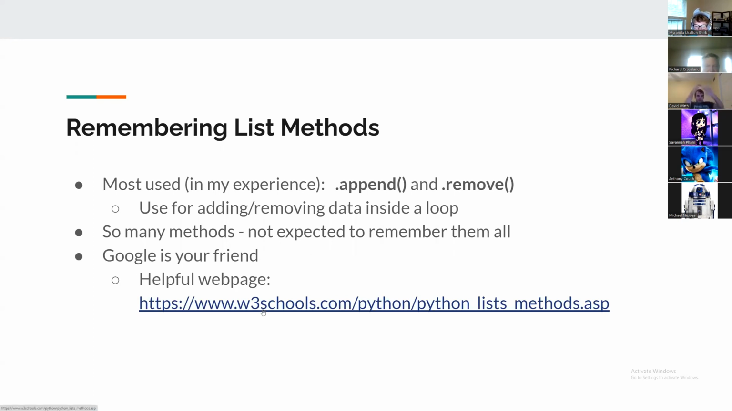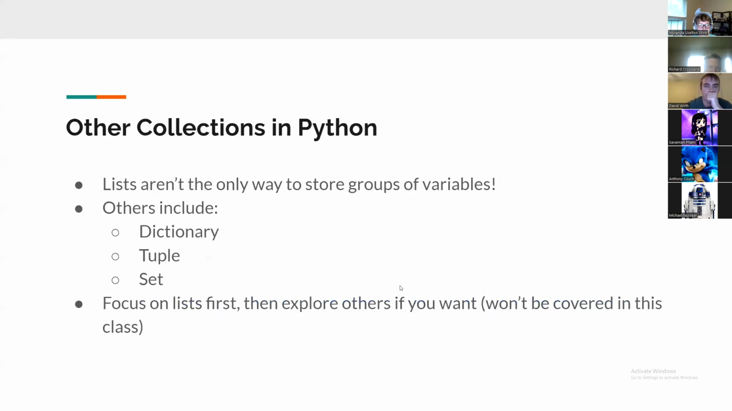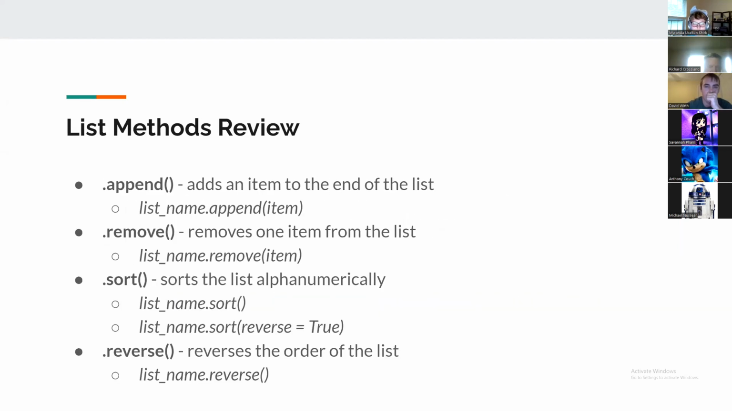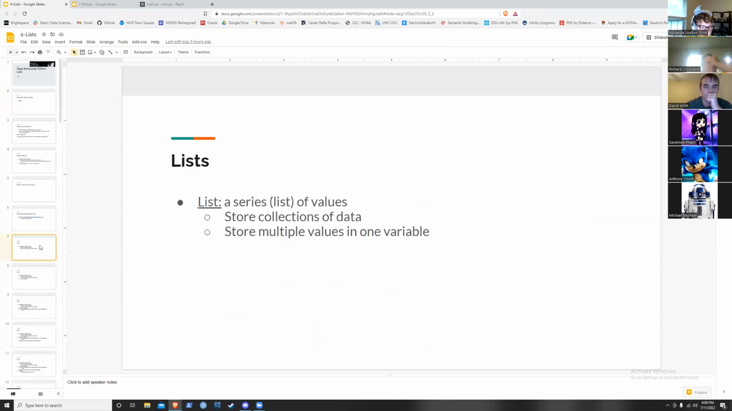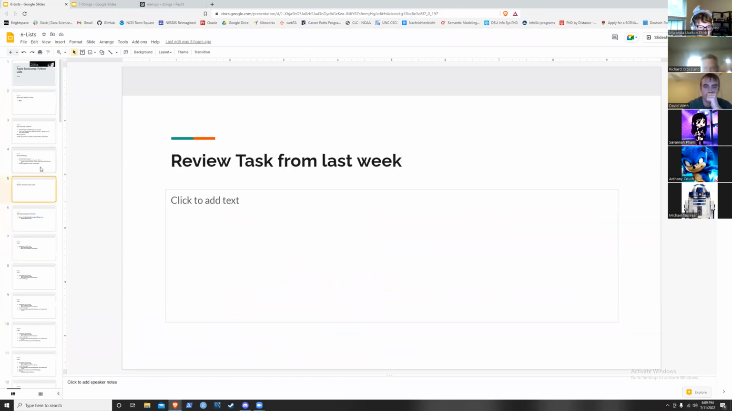A helpful web page is W3Schools, a great website. They have a lot of pages on everything coding, so I would definitely look at that. And then we talked about lists, but there are other things too, I just put that in there if anyone was interested. Okay, so let me go do a better review of lists, and I'll start at the beginning this time.